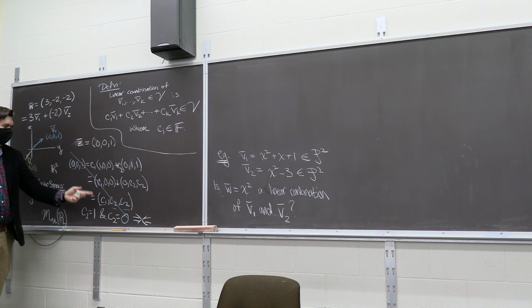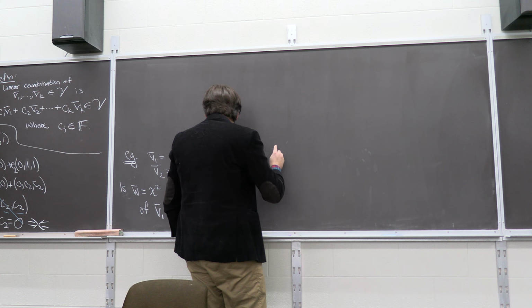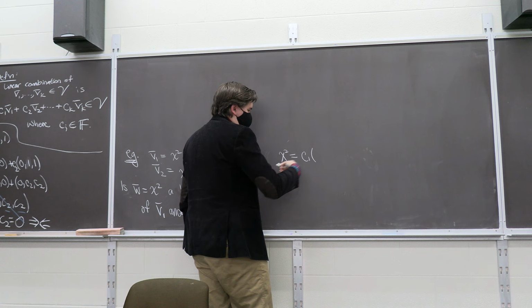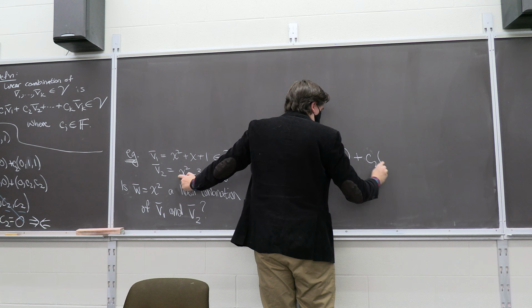Let's just ask, is there any possible solution of scaling one plus scaling another to get the guy we want? We want to try and solve, is there any solution to x squared equals some scalar multiple of the first vector, x squared plus x plus 1, plus some scalar multiple of the second vector, x squared minus 3.